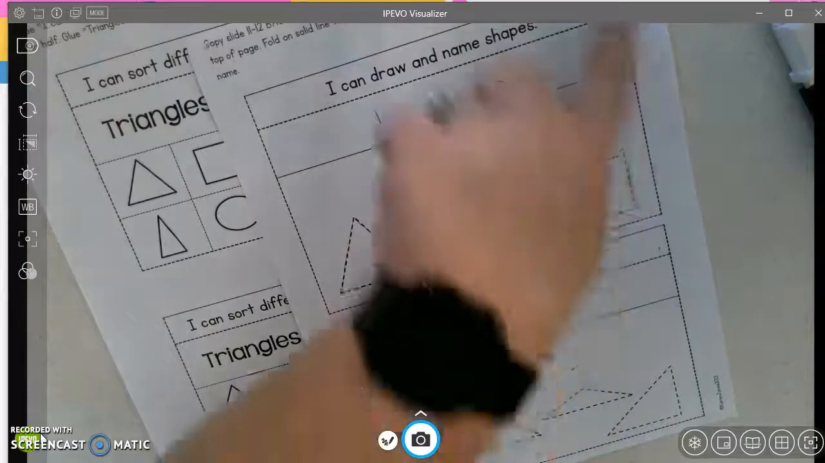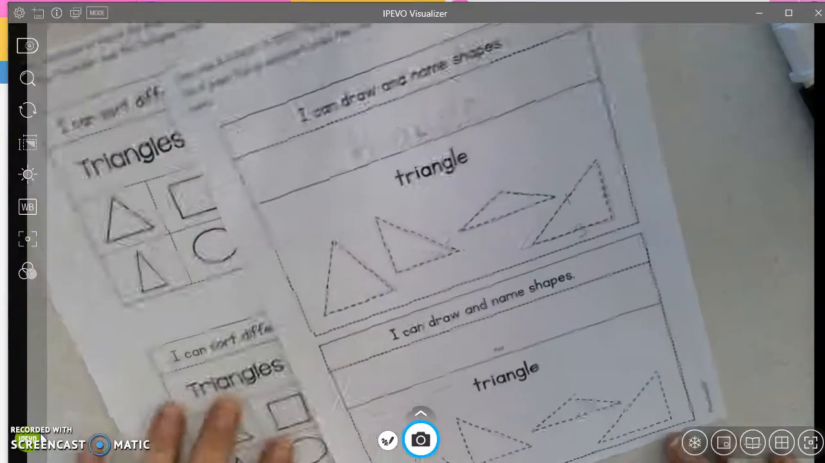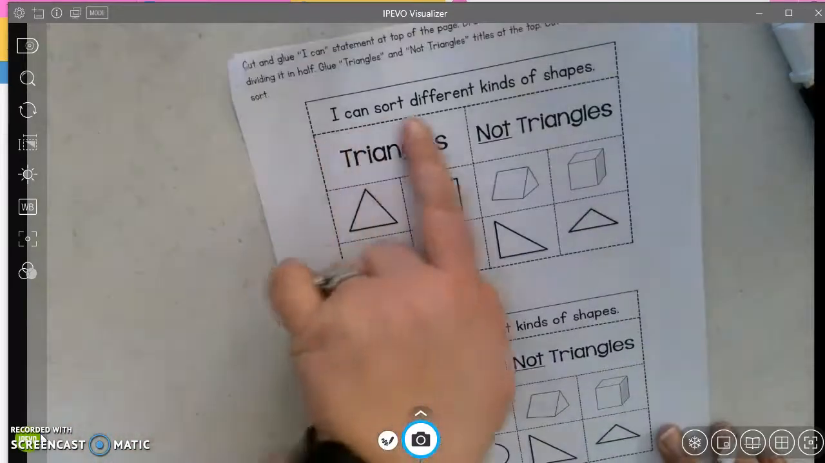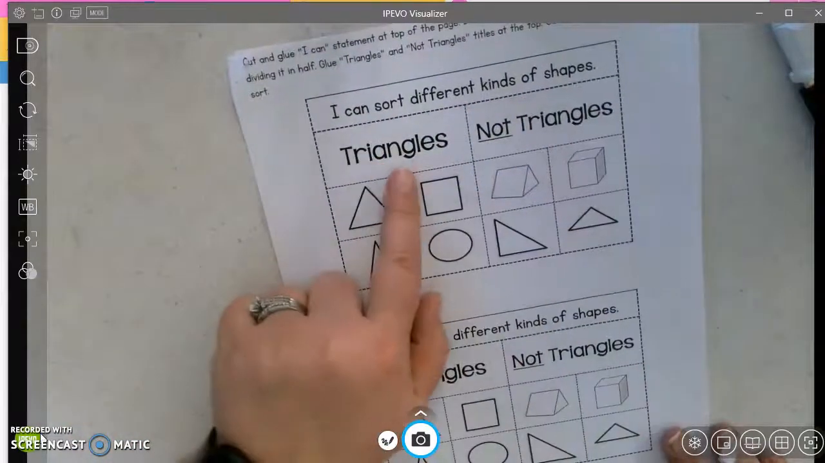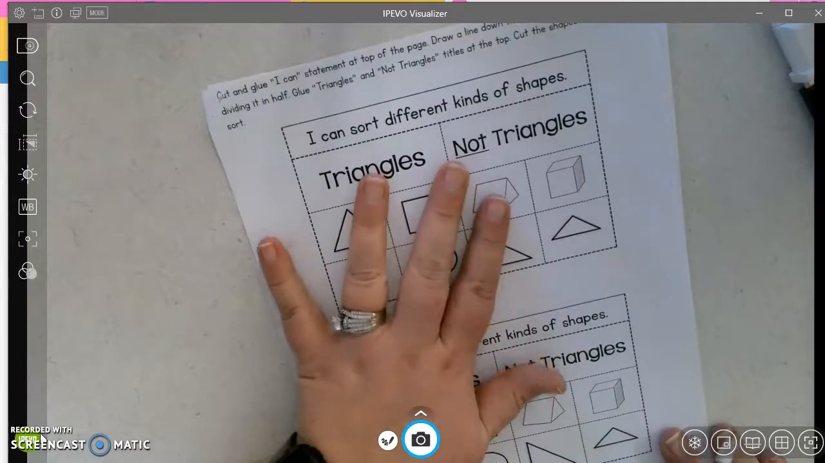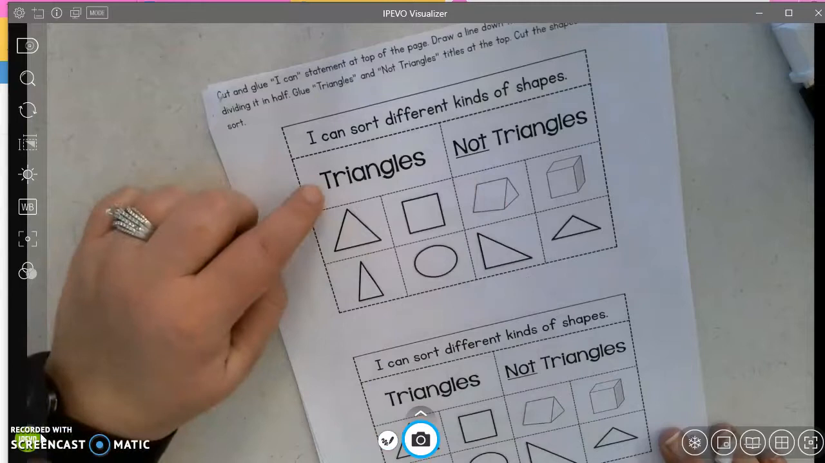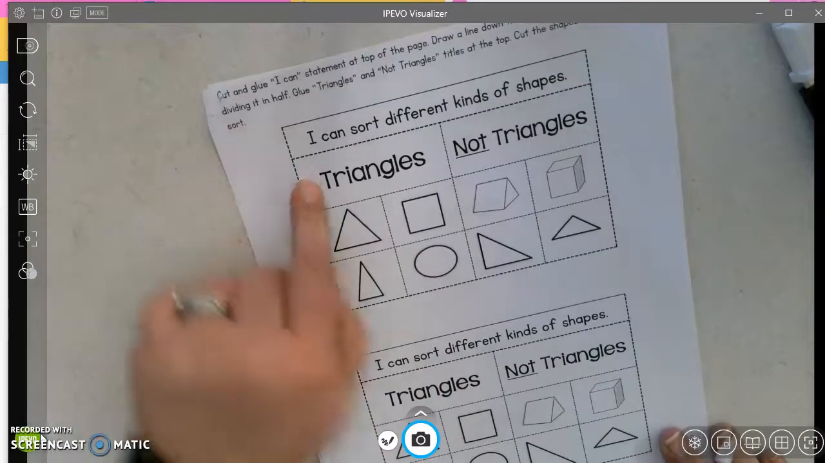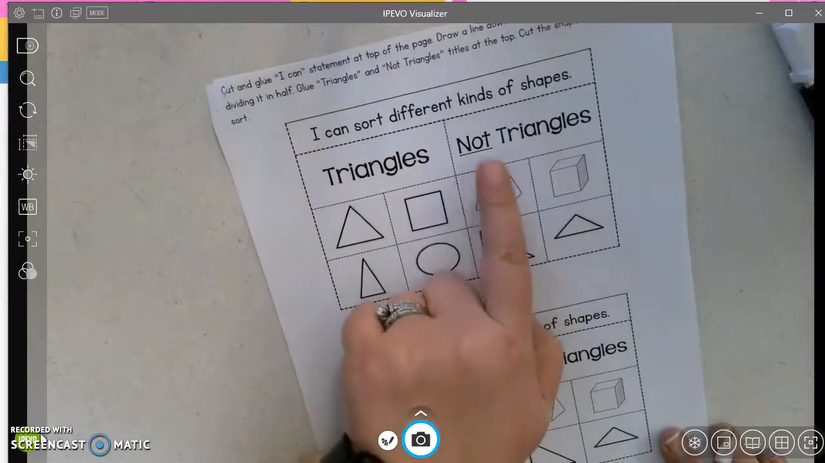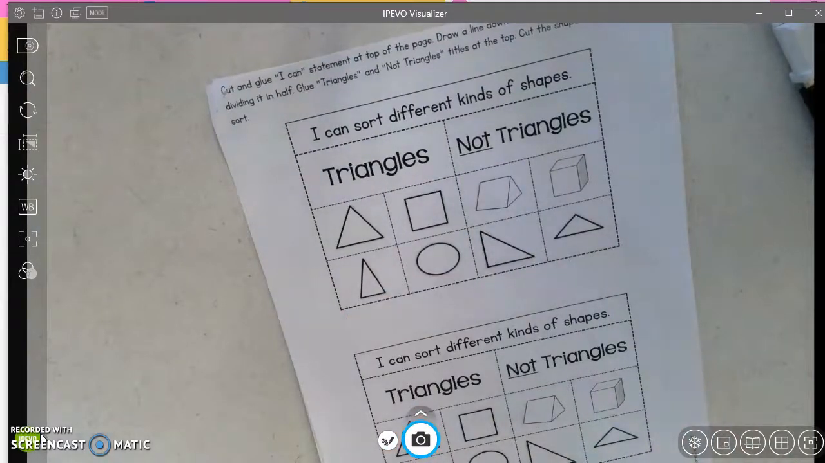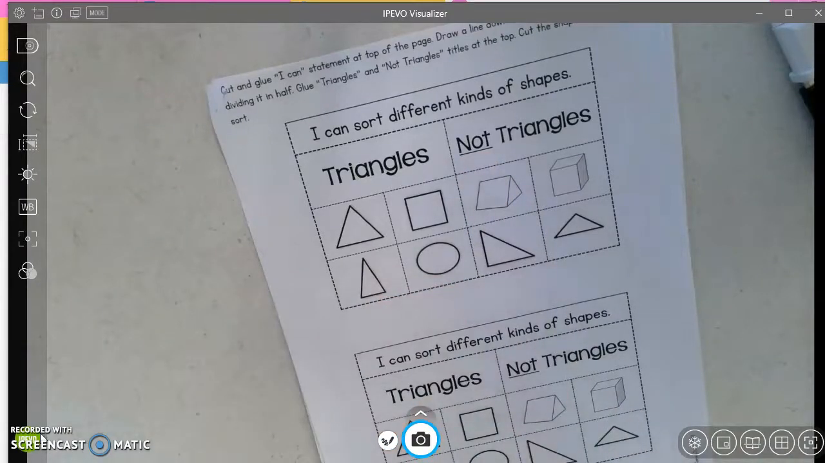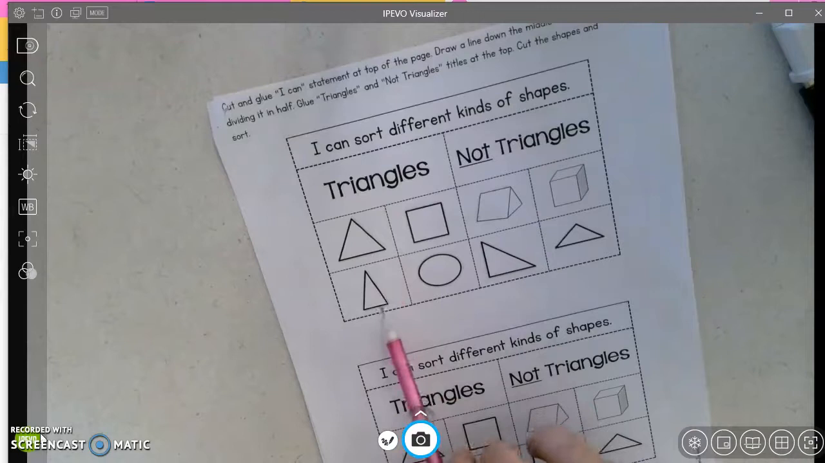Okay, so you're going to cut this page out, put it in your notebook, and then on this page, I can sort different kinds of shapes. So you're going to cut all the shapes out. You're going to put this in your notebook, and all the triangles are going to go underneath the word triangles, and then not triangles are going to go under the one that says not, and not is underlined. Okay? So take a peek.